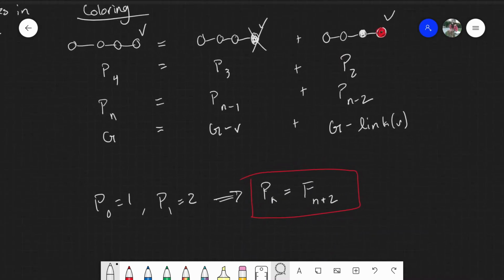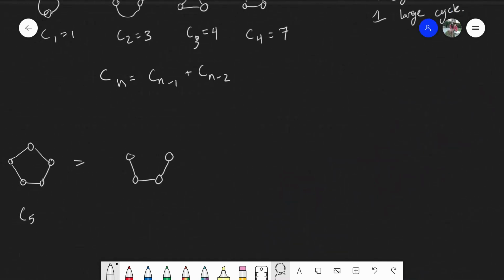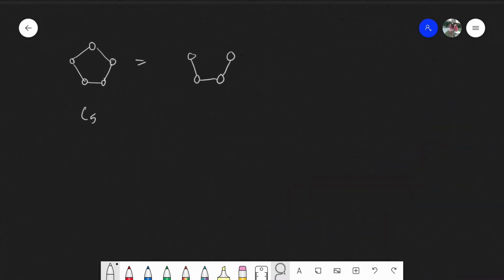Okay, so now we have our two tools. Now we can move on to the Lucas sequence. So suppose I have a cyclograph of size 5. If we apply the coloring tool, you pick a vertex V, and the number of ways to color that without V is P4 plus the number of ways to color it without the link of V, so plus P2.